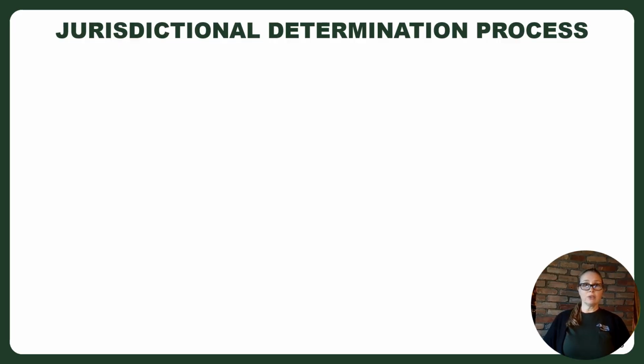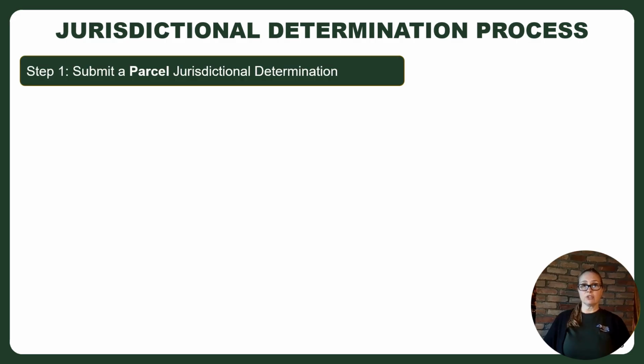Okay, so now you've submitted your JD. Let's talk about what's next in the process. Submitting that JD request is actually step 1 in a 3-step process. So step 1, you've submitted your JD to determine if there's state jurisdictional wetlands and or adjacent areas within the property boundaries. This step doesn't specify the extent or boundaries of the wetland, just whether they are present on the parcel. DEC has 90 days to respond with a determination.